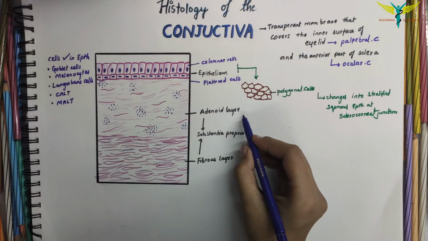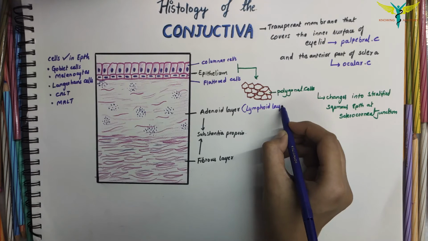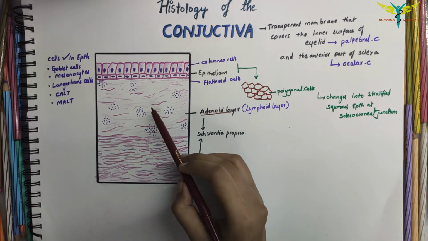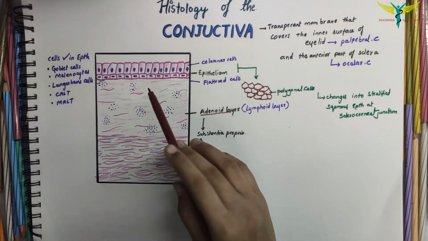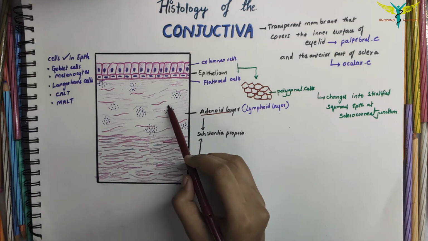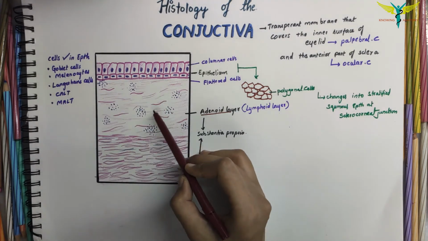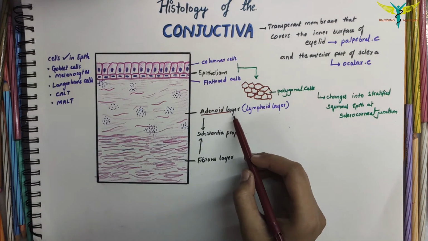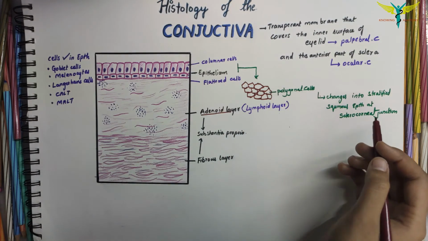The adenoid layer is also called the lymphoid layer. This adenoid layer consists of a fine connective tissue reticulum, in the meshwork of which lie the lymphocytes. So these are the lymphocytes and these are the connective tissue reticulum. The adenoid layer is not present at birth and it develops after 2 to 3 months of life.